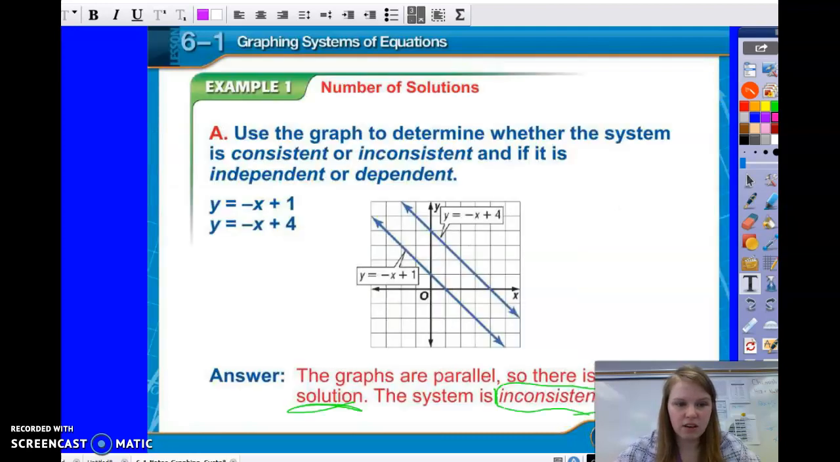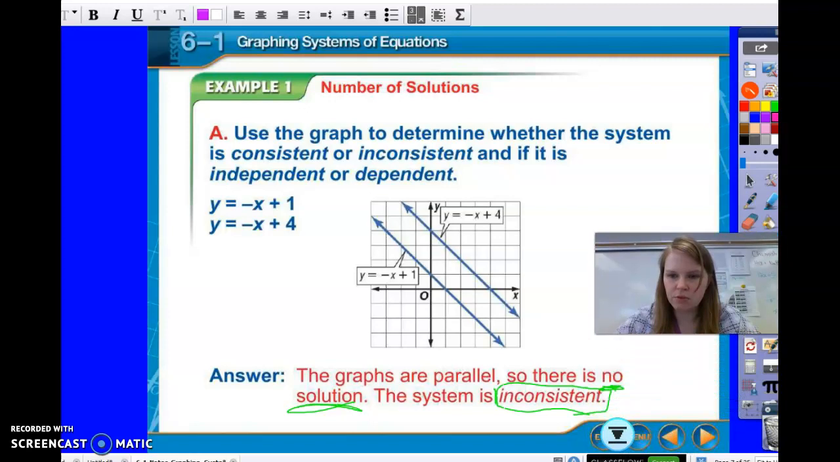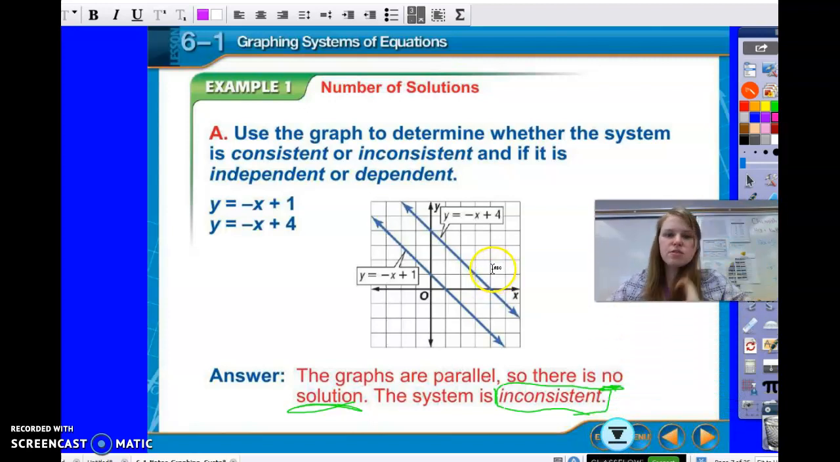Let's take a look here at this example. So, let me move myself. So it says here, use the graph to determine whether the system is consistent or inconsistent, and if it is independent or dependent. So graphing these 2, it's kind of nice, the graph is already done. When we graph these, it looks like they're never going to overlap, right? It looks like they're parallel. Just to check, yep, look at this. Same slope, -1 for both.